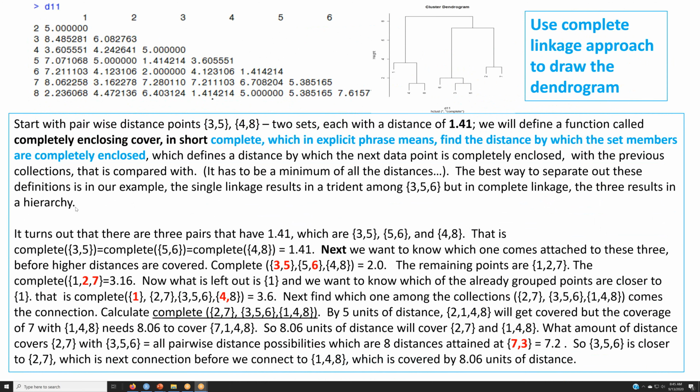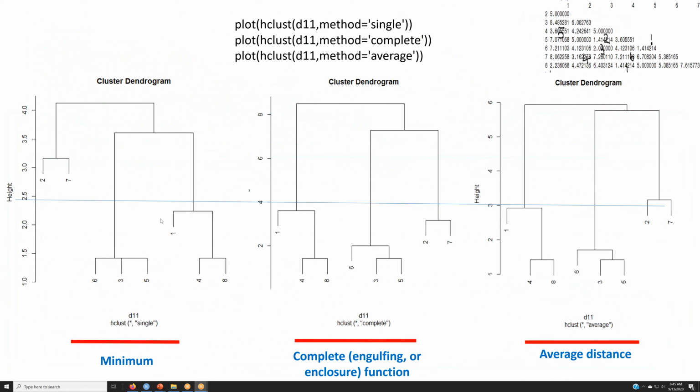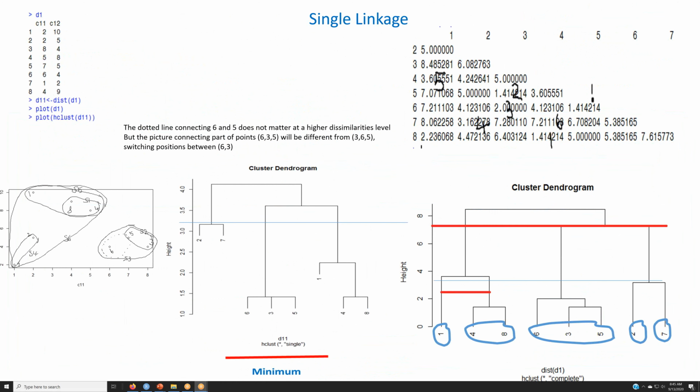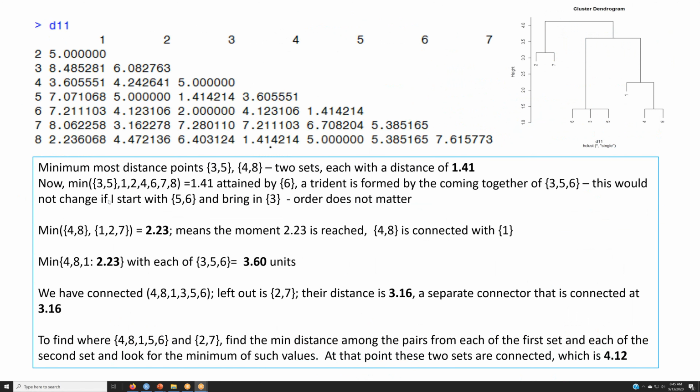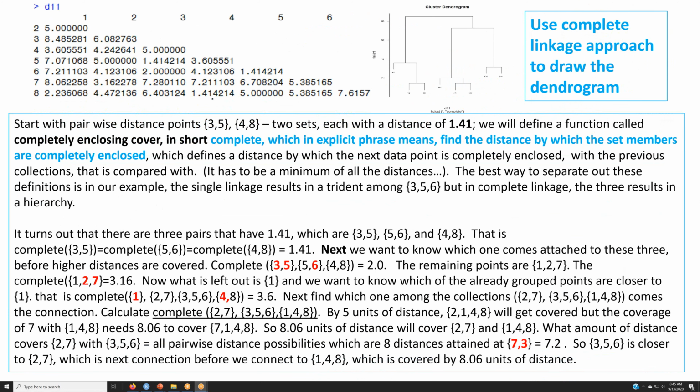In the case of complete, one second, I move very fast. In the case of average, you are taking the average of the average distances rather than the minimum of the minimum. In the case of complete, we are talking about the maximum instead of average. This is what we already talked about, right? So let's go to the next sheet. The mouse moves very fast for me.